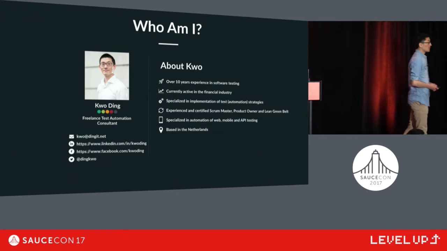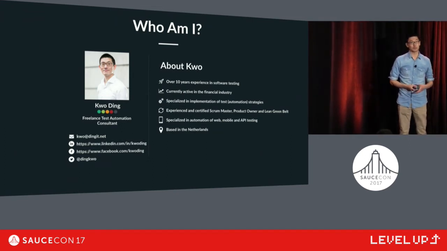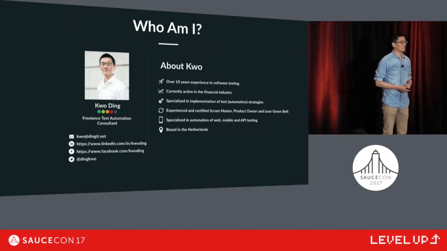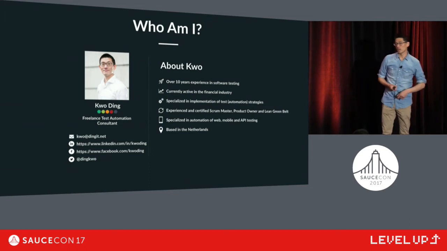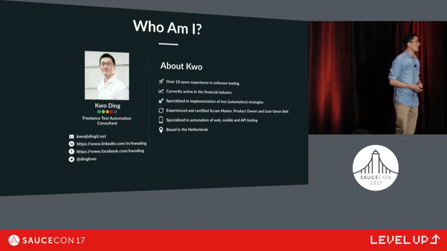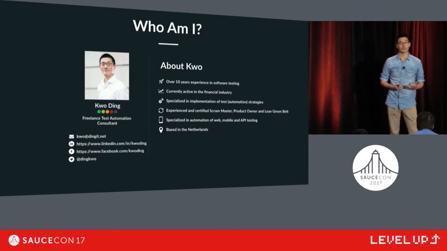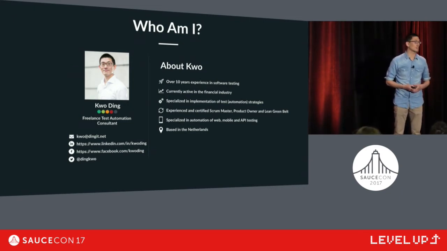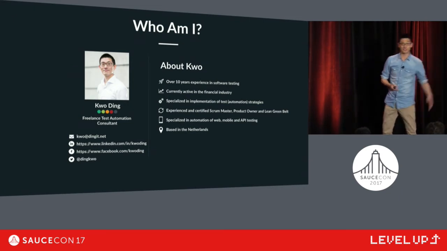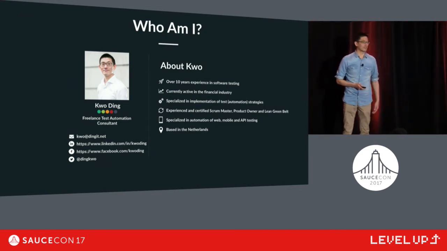So who am I? I have over 10 years of experience in the software testing industry. I'm specialized in web, mobile, and API testing. So I go to different companies and implement test strategies and test automation strategies. And I've done my portion of agile development, so I've also done Scrum Master, Product Owner, and Lean Green Belt. Consultancy based in the Netherlands, which is also where I'm from, born and raised. You find some contact details there.